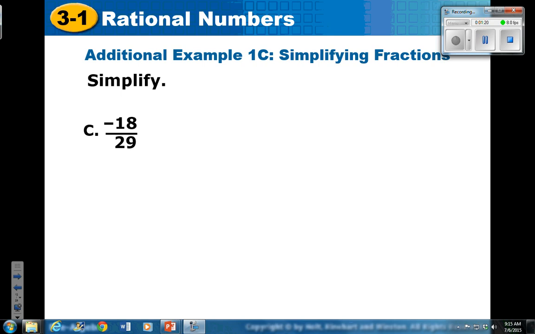This one has 18 and 29, and there really aren't any common factors there, so it cannot be simplified. So your answer is negative 18 over 29.